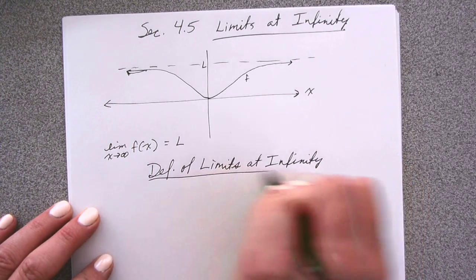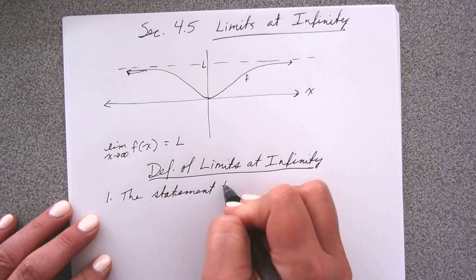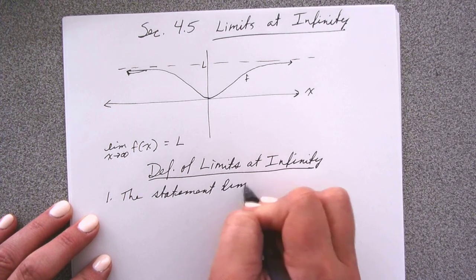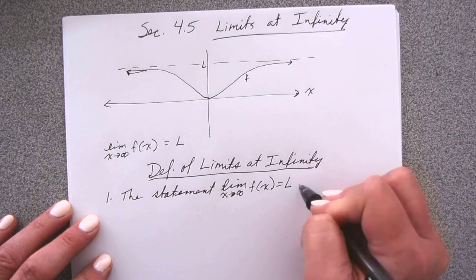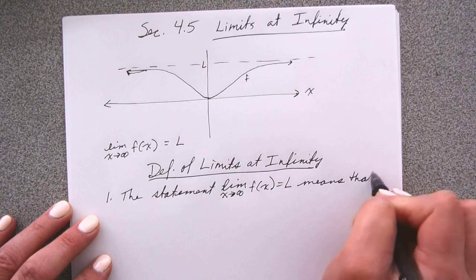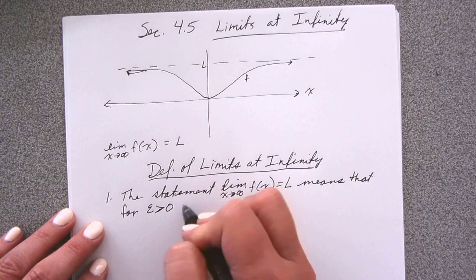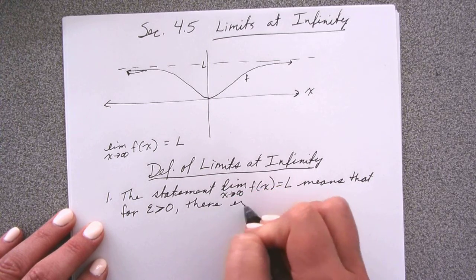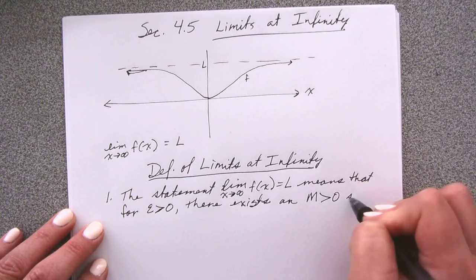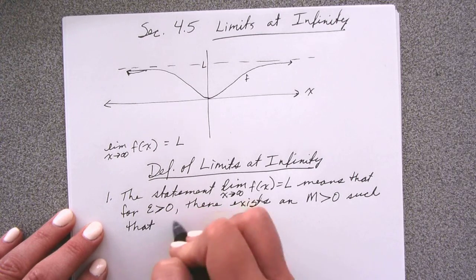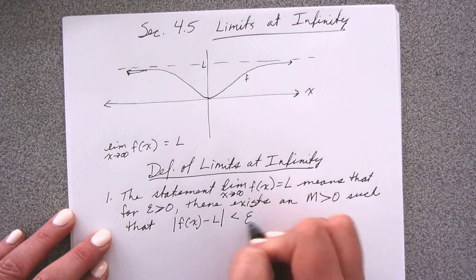Okay, so the statement the limit as x approaches infinity of f of x is equal to L means that for every epsilon greater than 0, there exists an m that is greater than 0 such that the distance between the function and the limit is less than epsilon whenever x is greater than m.